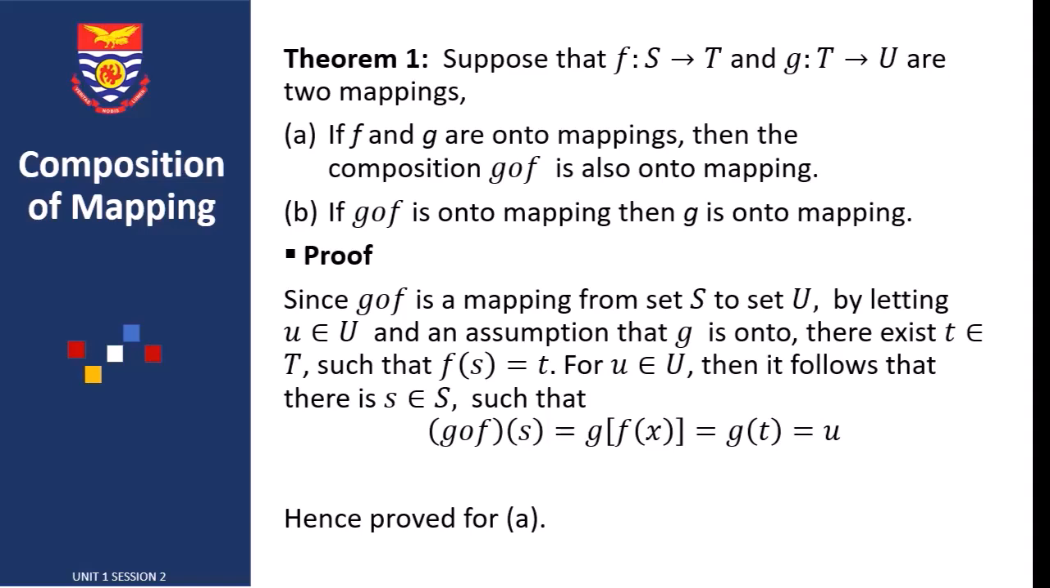So when you draw the arrow diagram, this is very clear and so simple, and that is the proof for A. For the B, it's so simple, and you can read the proof from your course outline or your course material. So simple. Great.